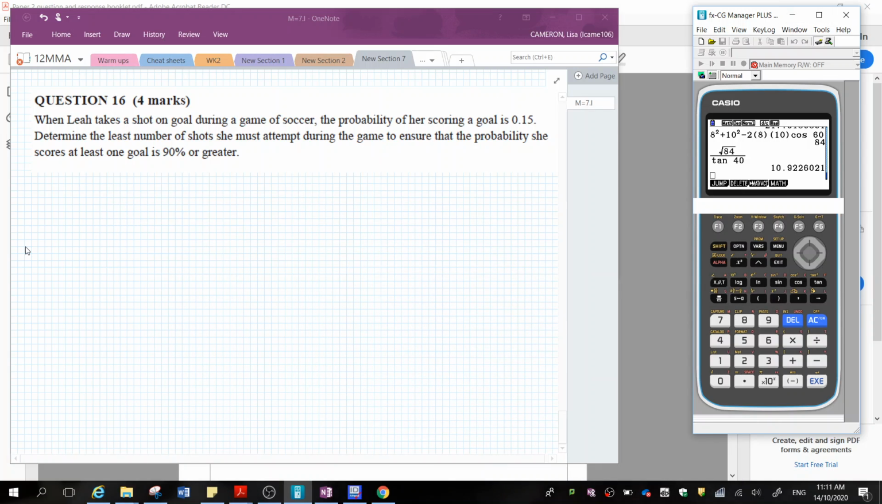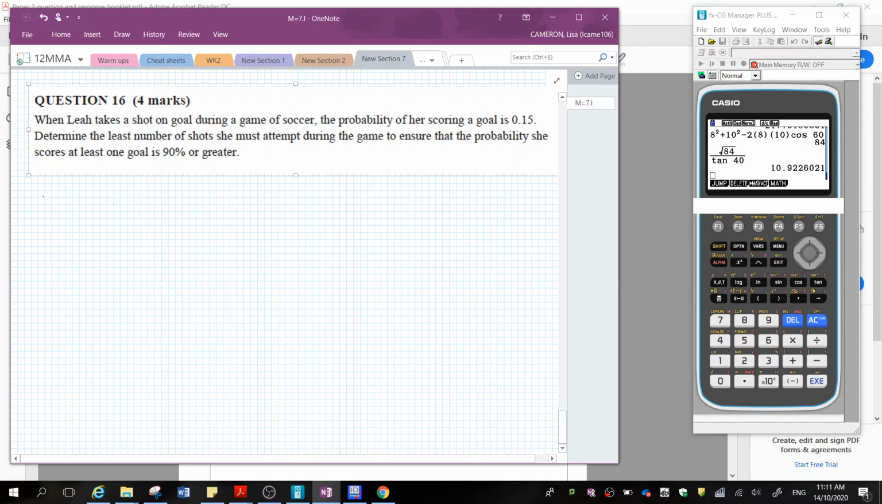Okay, question 16. When Leah takes a shot on a goal during a game of soccer, the probability of her scoring is 0.15. So the probability of her scoring equals 0.15. That means that the probability of her missing is 1 minus her probability of scoring. So 0.85.